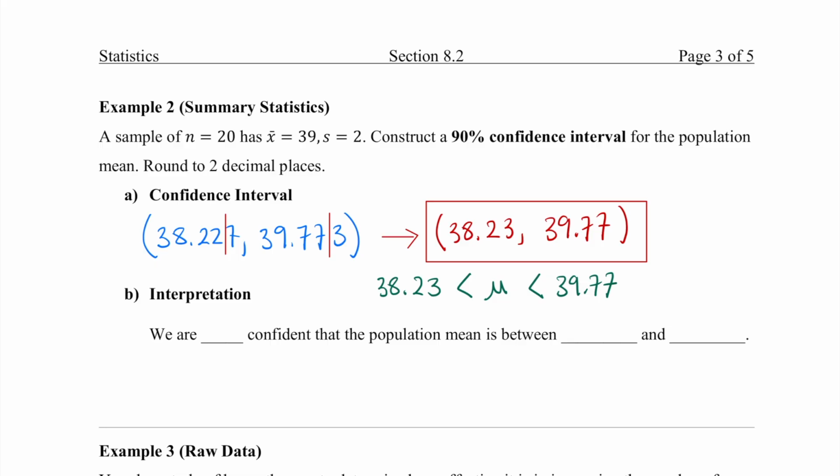Now, let's interpret the confidence interval. A common mistake is to simply copy the numbers from the calculator. Instead, we should write the interpretation in a complete sentence. The interpretation is, we are 90% confident that the population mean is in between 38.23 and 39.77.